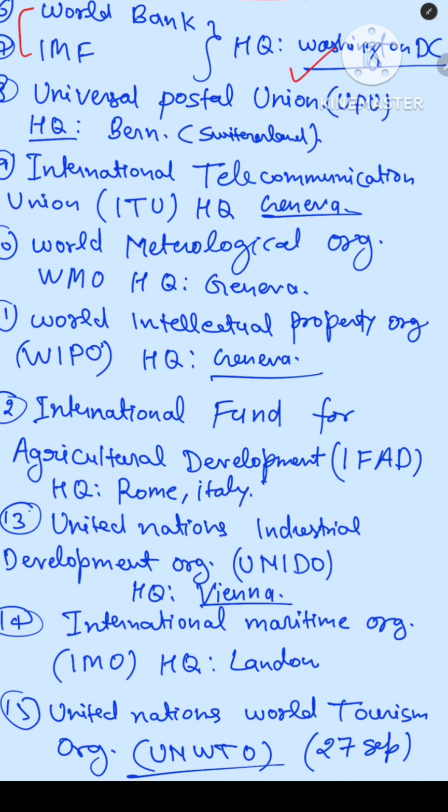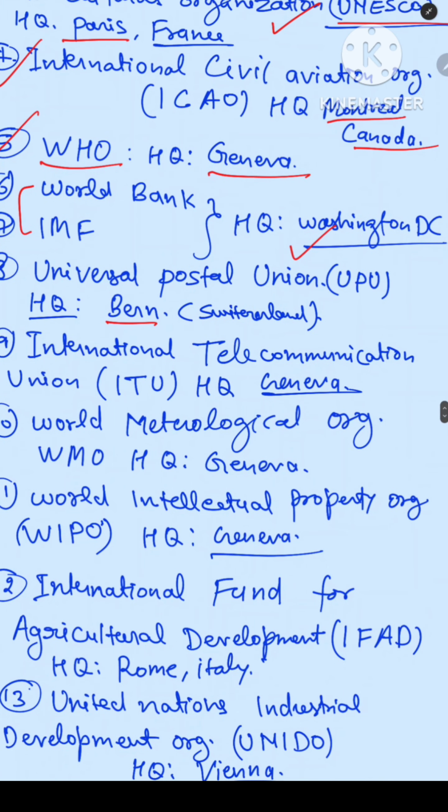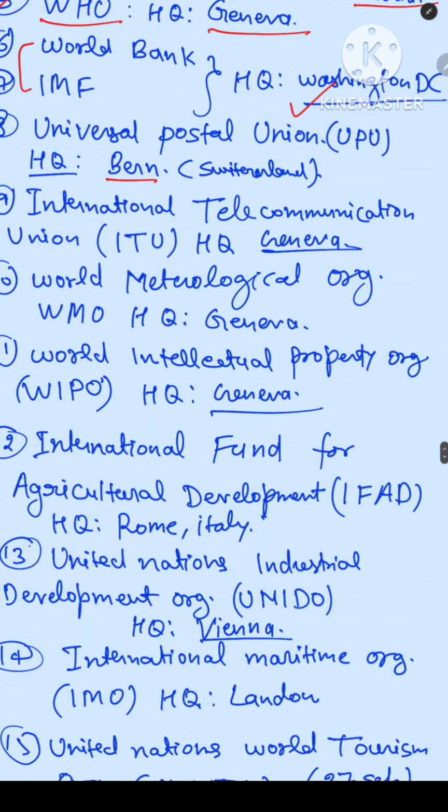Then there is the Universal Postal Union, in short UPU. Its headquarters is Bern. Bern is one city of Switzerland, as Geneva is. Geneva is one place in Switzerland and Bern is another, like Mumbai and Delhi in India. Both are in India, but they are different places. That's how it is with Bern and Geneva.